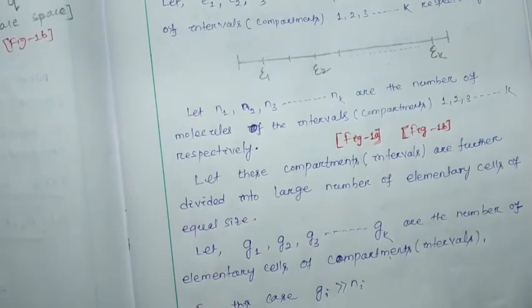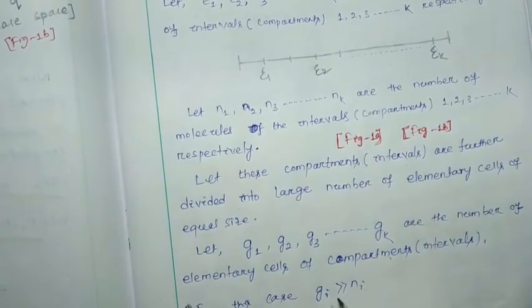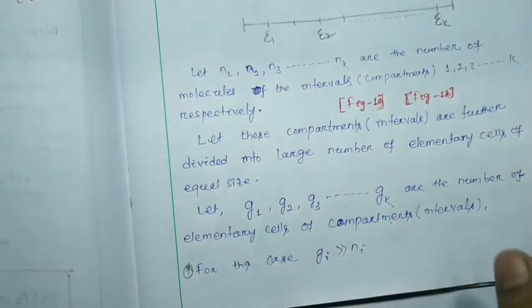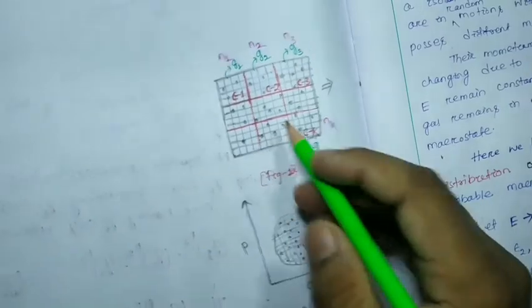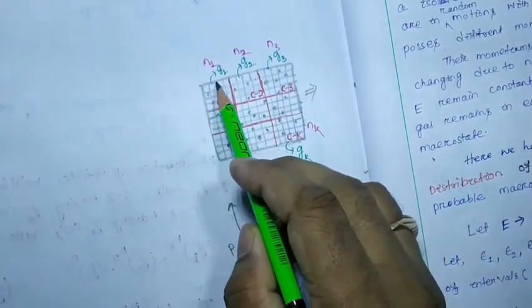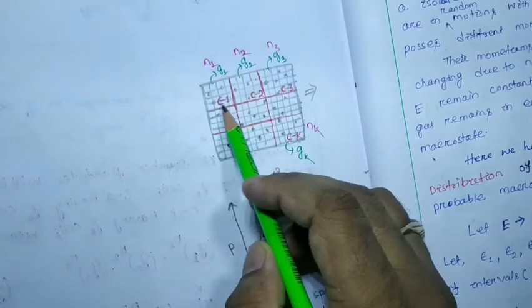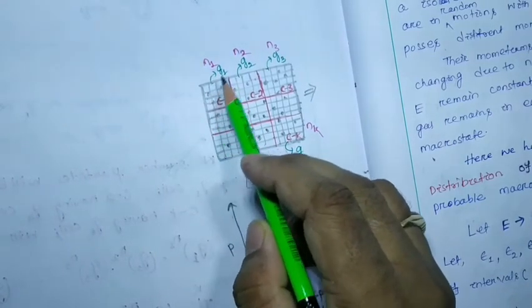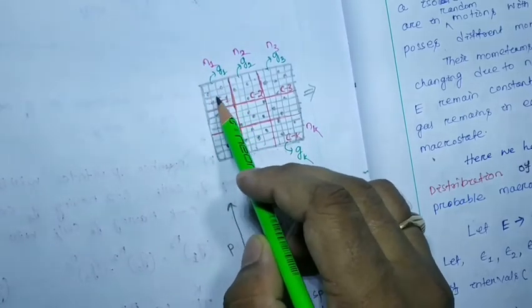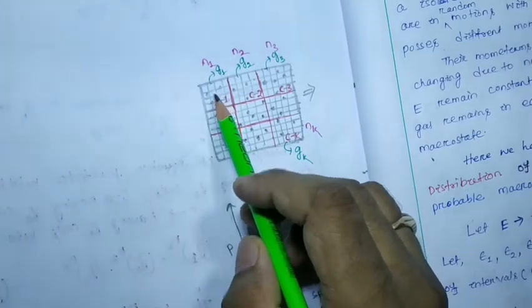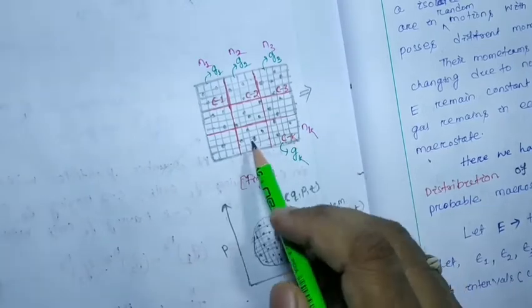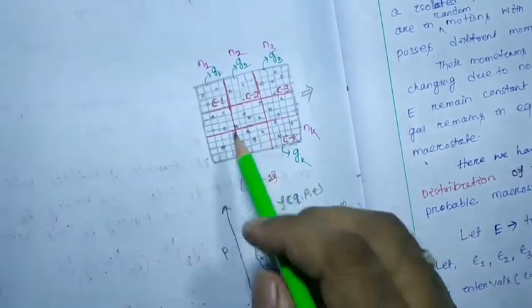For this case, Gi is greater than Ni. That means suppose we consider the first compartment, it is divided into G1 cells and it contains 3 particles. So G1 is very large as compared with the number of particles or molecules inside this compartment. This is figure 1, which is the situation of the gas molecules.